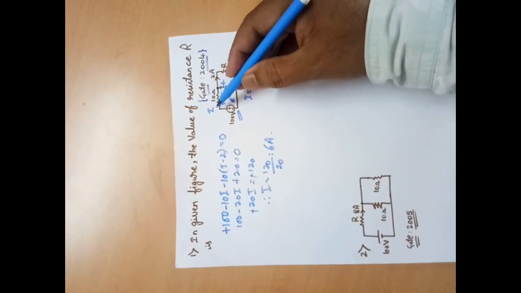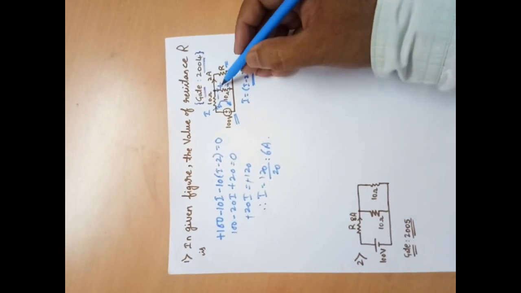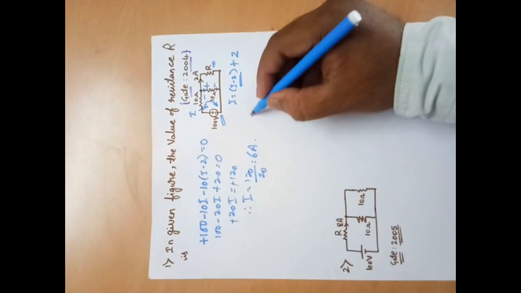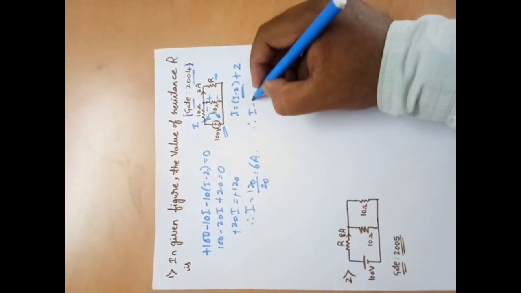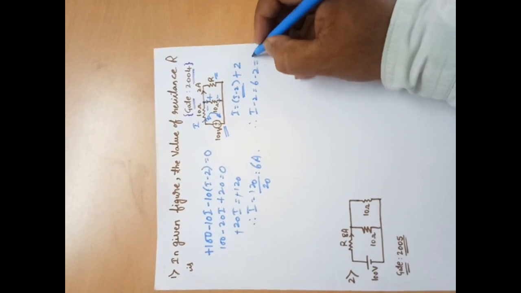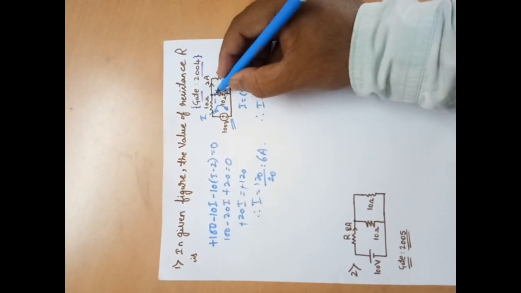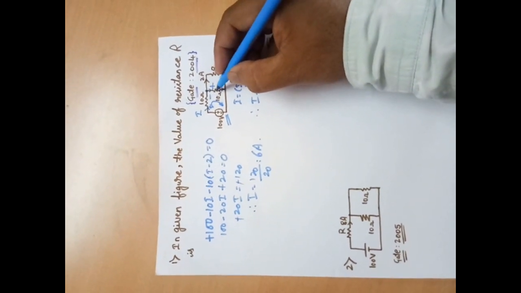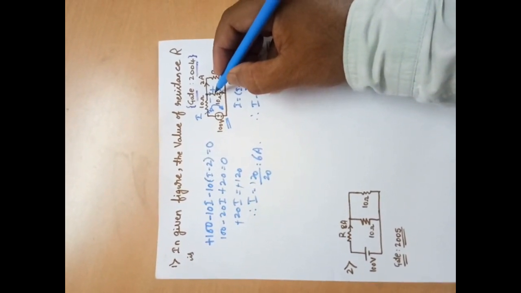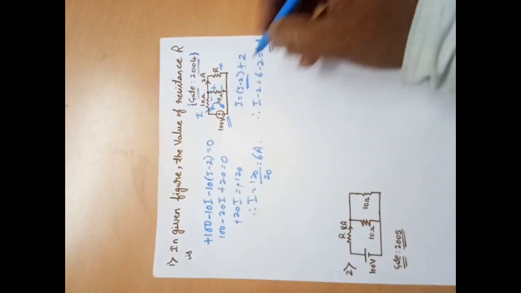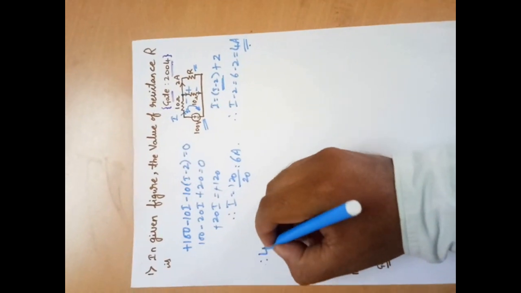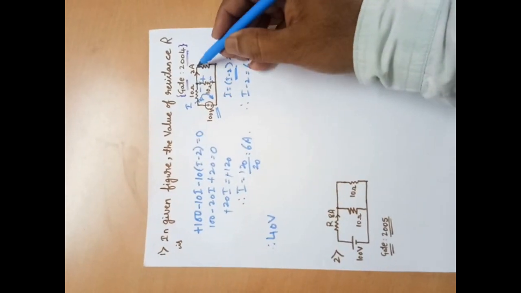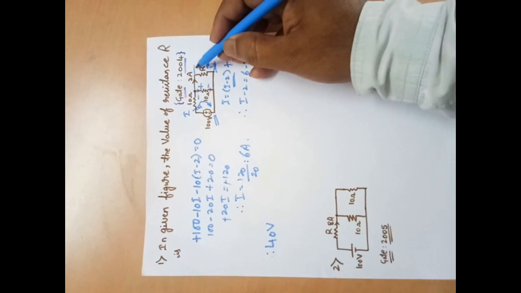So I got the total current as 6 amps, but I want the current in this branch, that is I minus 2. We know I is 6. Therefore the current in this branch is I minus 2, which is 6 minus 2, 4 amps. The current in the branch here is 4 amps. Once you get the current here, you can find the voltage. The voltage in this branch will be I into R, so I is 4 and R is 10. Therefore the voltage will be 40 volts. As this is 40 volts, the voltage across this branch is also going to be 40 volts.